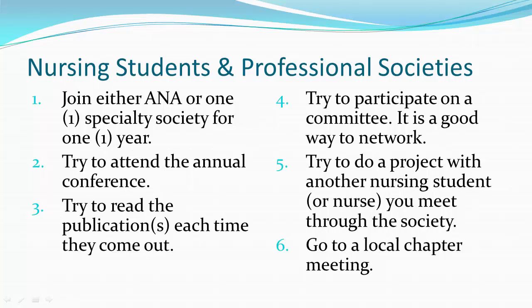Number four is try to participate on a committee, like one of those panels or task force. It's a good way to network. And like I said, they meet by conference call normally. They'll meet in person if you're there at the meetings. So just see if you can be on one and do a little something. Number five is try to do a project with another nursing student or nurse that you meet through the society. And 4 and 5 can kind of work together. If you're just sitting on one of those committees and you're doing stuff, then that's kind of what I mean. Actually try to make an independent connection with somebody in the society so you have something besides just the people you meet at school and the people you meet at work. And then finally, number 6, if there are any local chapter meetings that you can get to, just try to go to one and do a little meet and greet and just get to see who's around you.